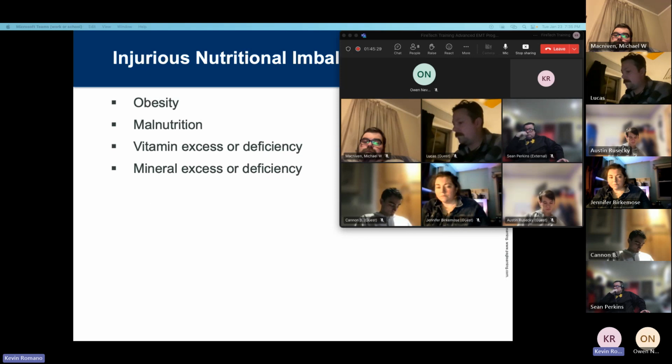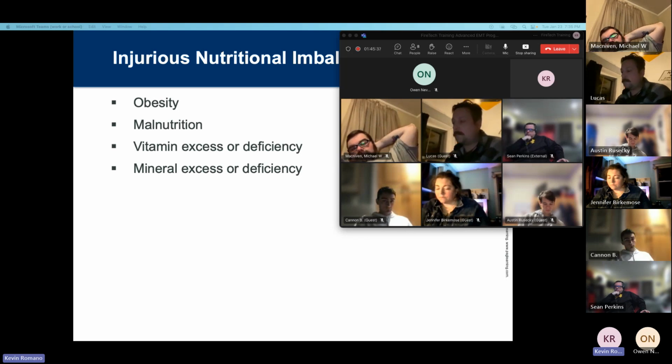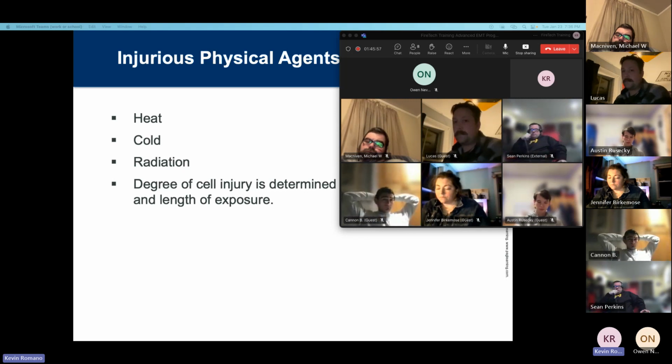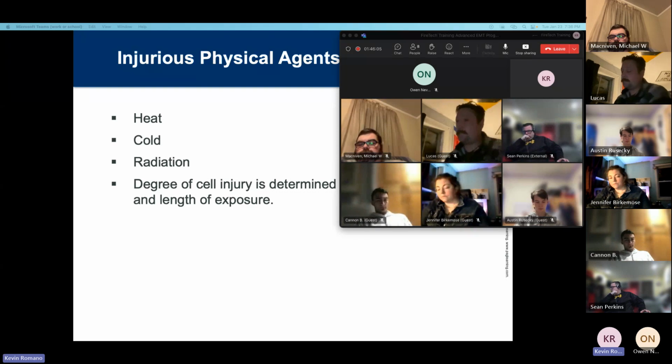Other physical and nutritional imbalances include obesity, malnutrition, vitamin excess or deficiency, and mineral excess or deficiency. Let's go to the next one here. Other physical agents would be heat, cold, and radiation, which may also cause cellular injury or cellular death. The degree of cellular injury is determined by the strength of the agent and the length of the exposure. So how strong is it and how long have you been exposed to it?